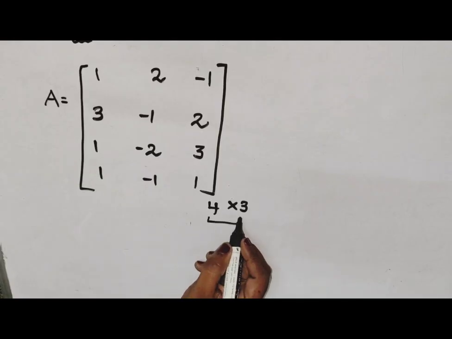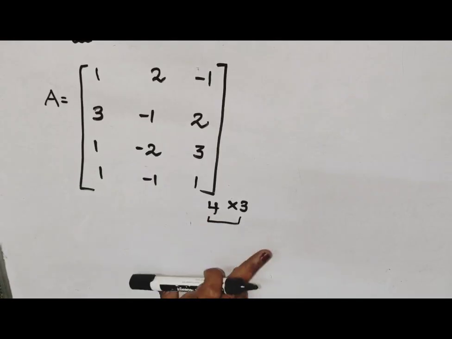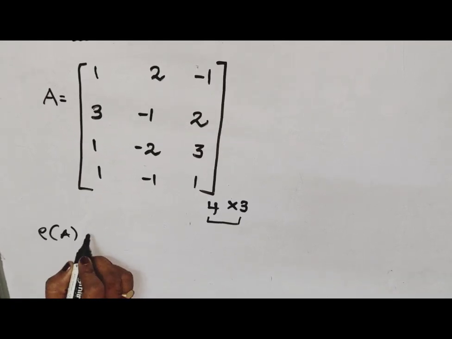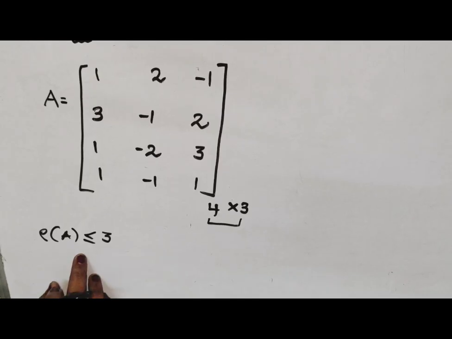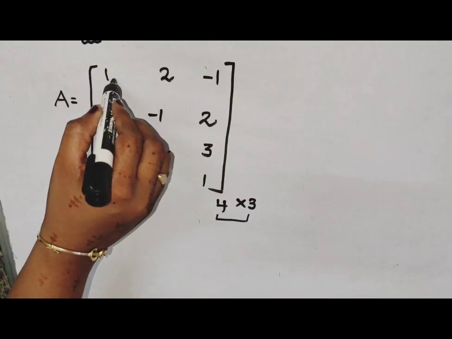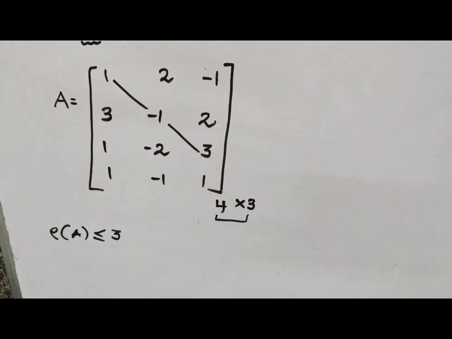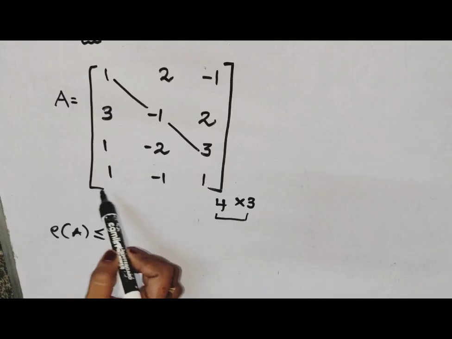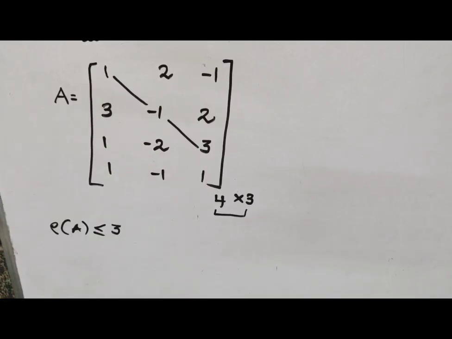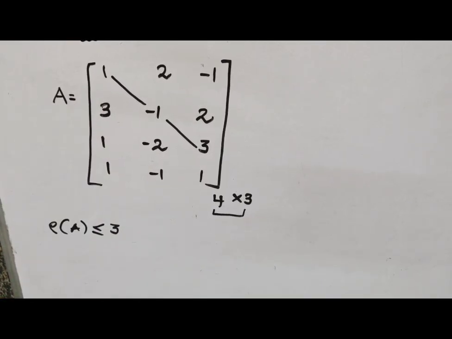But the rank of the matrix will be the minimum of 4 and 3, and 3 is the minimum. The rank of this matrix could be at most 3, or it could be less than 3. The rank of the matrix for this problem will be less than or equal to 3: maximum 3, or less than 3, which is 2 or 1. So I first have to consider the principal diagonal. What is the principal diagonal? The first element in the first row, the second element in the second row, the third element in the third row. All these elements we must try to make 0. Only then can we come to the conclusion about the rank of the matrix. In the first place we have 1, which is an advantage. It will make our simplification easier.